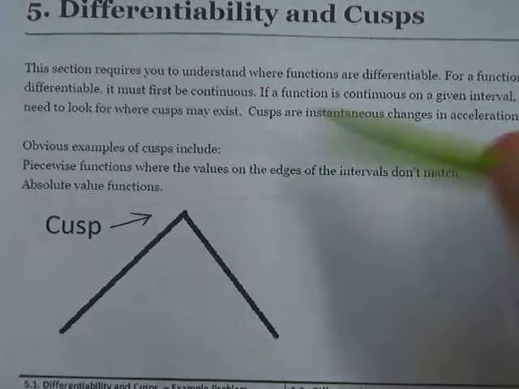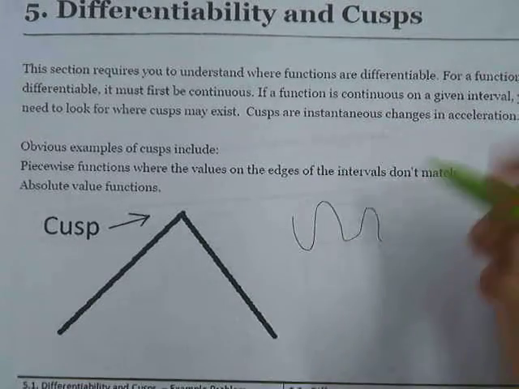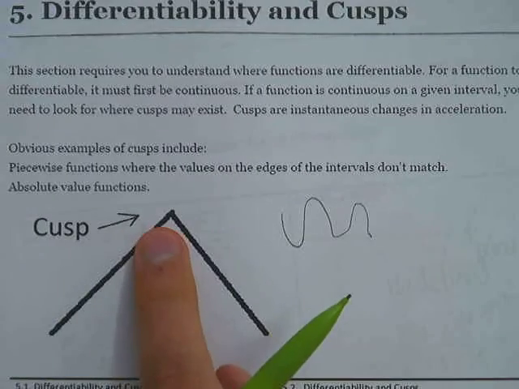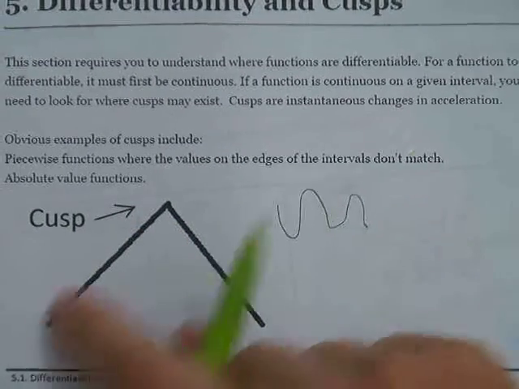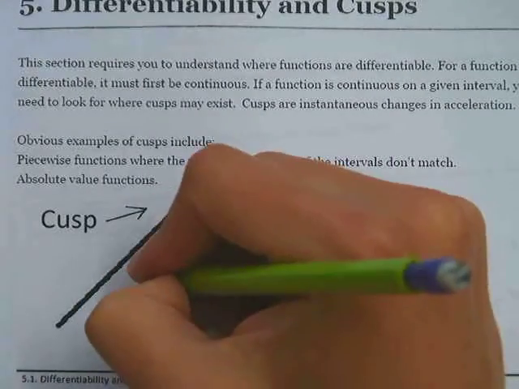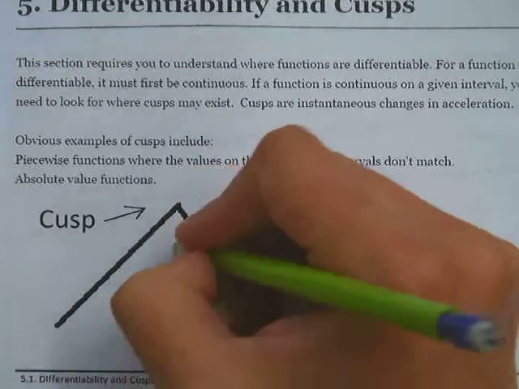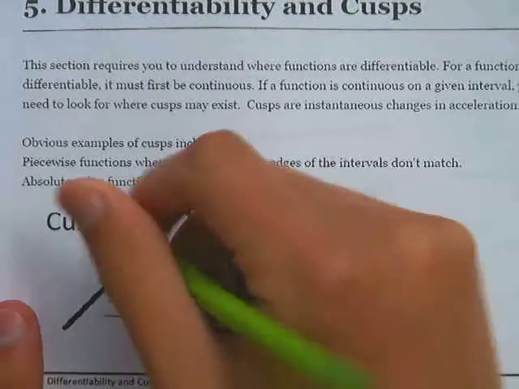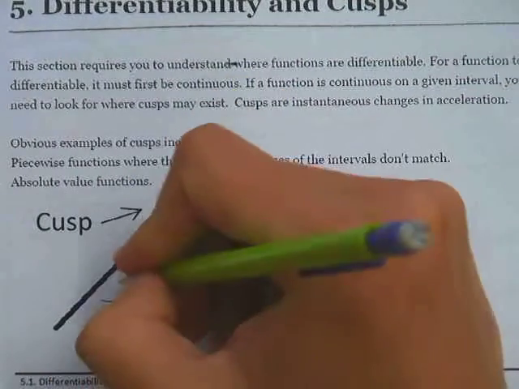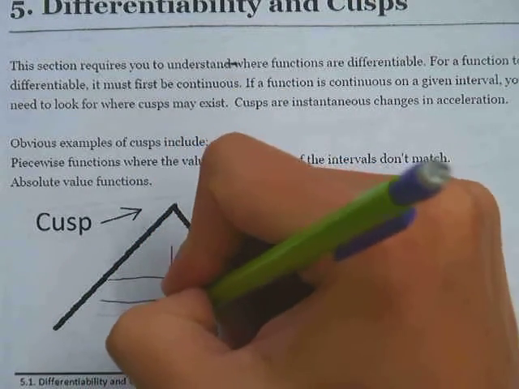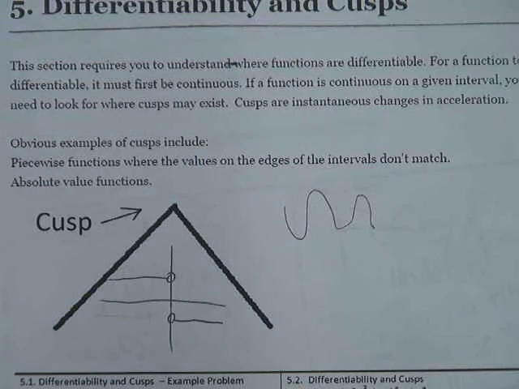If the actual function is continuous, it still can have a point where, like here, the derivative is positive 1 going up, and then it switches instantly to negative 1. So if we drew a derivative graph here, it starts at positive 1, and at this point it switches to negative 1. That's a step discontinuity. That's why this function isn't differentiable.